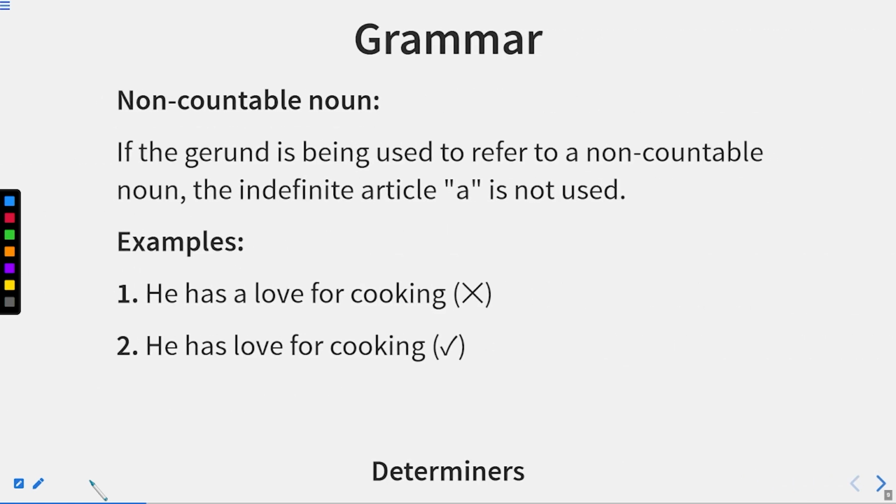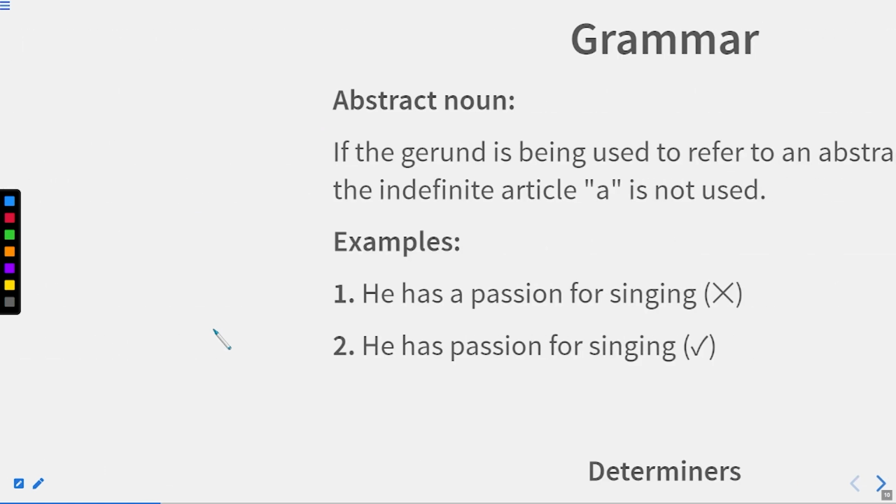Now, non-countable noun. If gerund is being used to refer to a non-countable noun, the indefinite article a is not used. For example, he has love for cooking. So love for what? Love for cooking. Cooking is gerund. This is used in general sense. So we cannot use a before love, because love is not a gerund. Love for something which is a gerund. And if that is a gerund, we cannot use an article before it. He has love for cooking. That is it. Now let us move to the next one.